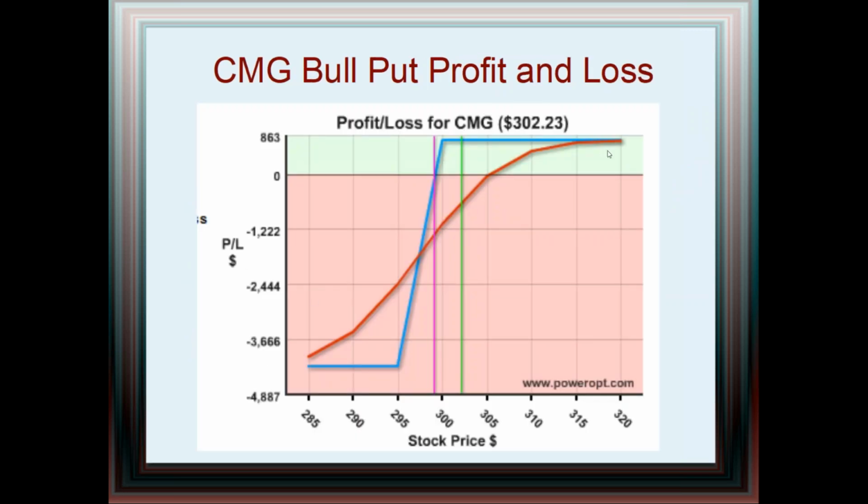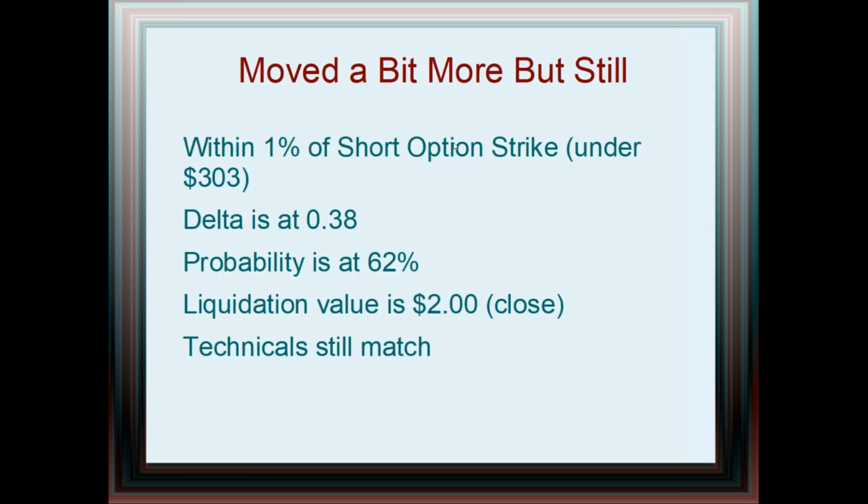Now, as I mentioned this morning, the stock was bouncing around between 299, 298, 302, and 303. When I took this screenshot, I was at 302. I'm still in a profitable trade, but I am within 1% of my short option strike price. Remember, that would be at 303. So here's our spread. We've got 7 days left. Even with the stock moving up to 302, I'm still within 1% of my short option strike price. The delta is at 0.38, and the probability is at 62. So I'm very close to both those triggers as well as the liquidation value.